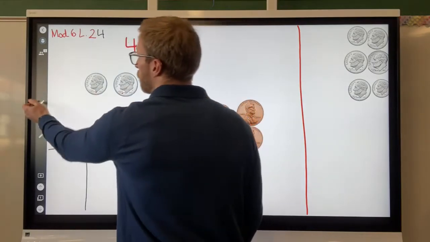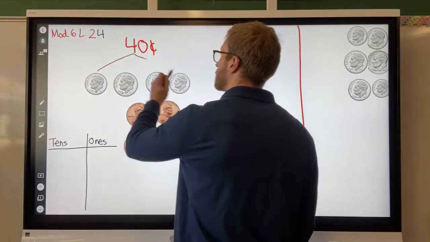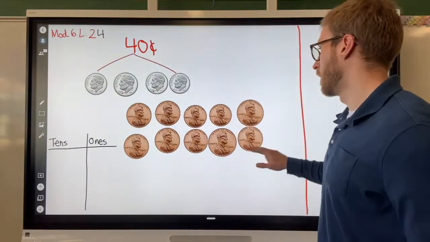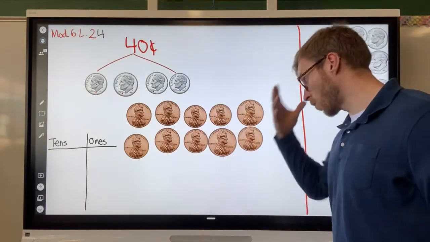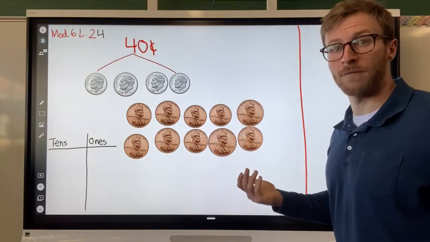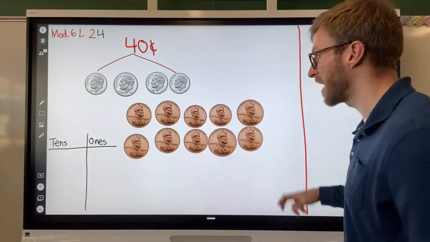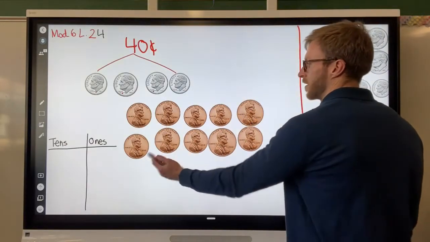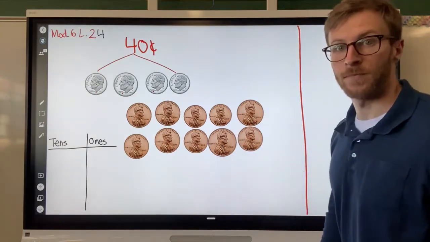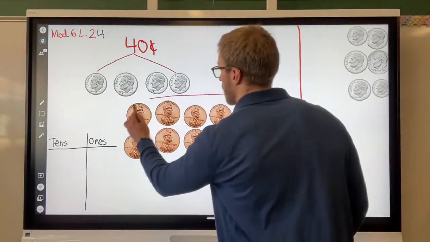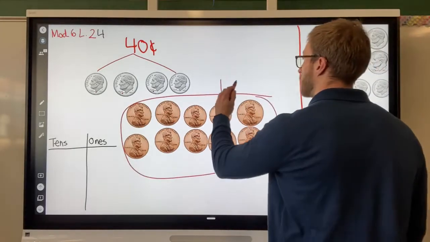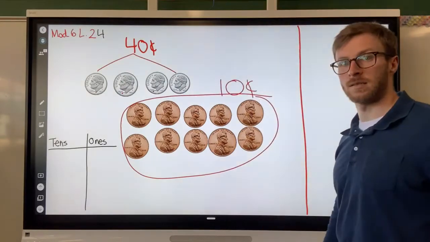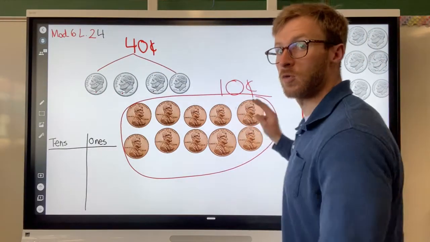Let me go back to this. 40 cents. Now we got to figure out how many pennies we have. The way my brain picks this up, I notice a full 10 frame. We have 5 on top, 5 on the bottom, but let's just double check. 1, 2, 3, 4, 5, 6, 7, 8, 9, 10. Good, there's 10. So I have another group of 10 right here. Look at that. Boom, 10 cents. So I have 40 cents plus 10 cents, or 4 tens plus 1 ten.